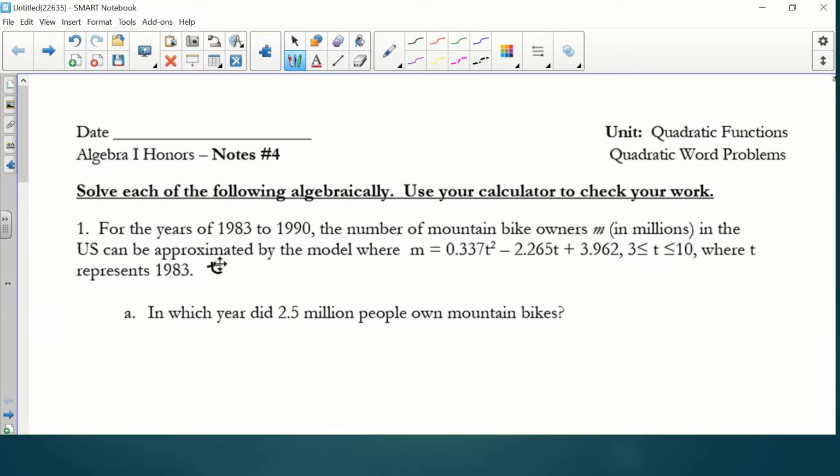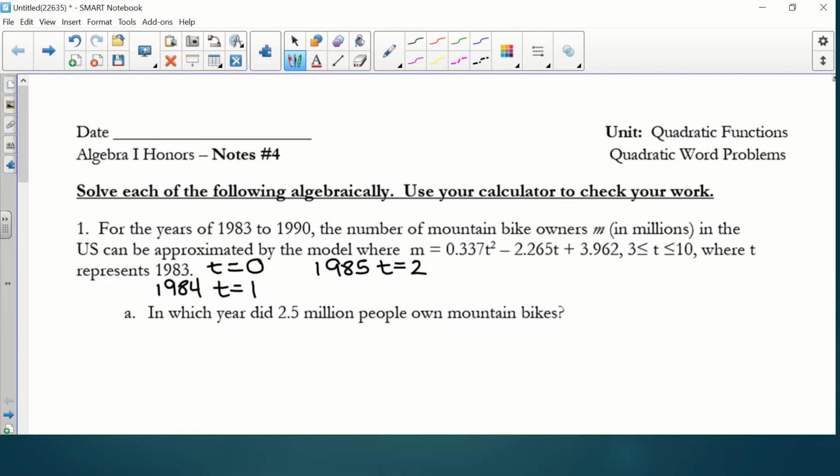Okay, so what that means is, bad start so far, huh? So t equals 0 at 1983. Okay, so that means 1984, we would have a t value of 1. And in 1985, we would have a t value of 2, and so on and so forth.